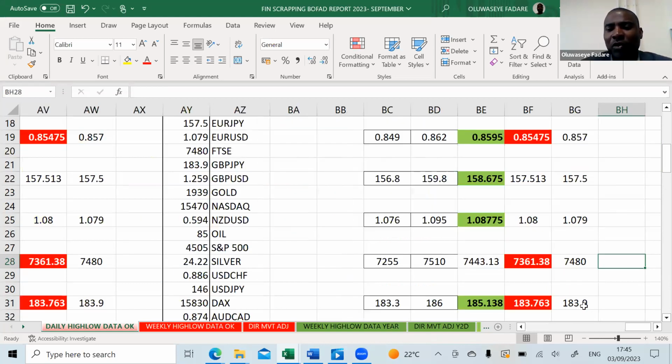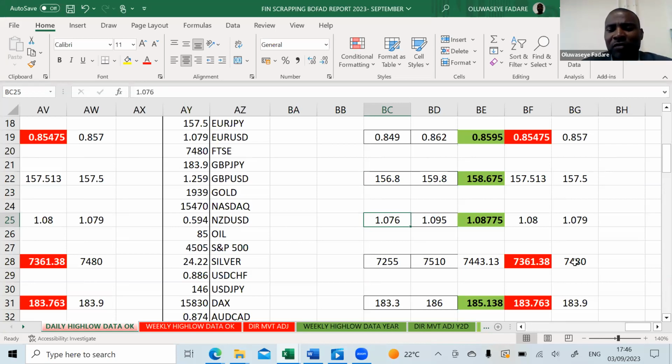Okay, so that's it. So you can see here as well 157.5. So 157.5 is below these three, but above 156.8. So either the market goes upwards to 159.8, or the market comes downwards to below 156.8 and moves like that. Euro USD, the market also is below these three, and the market is above 1.076. So it's either the market goes upwards or the market reverts back.